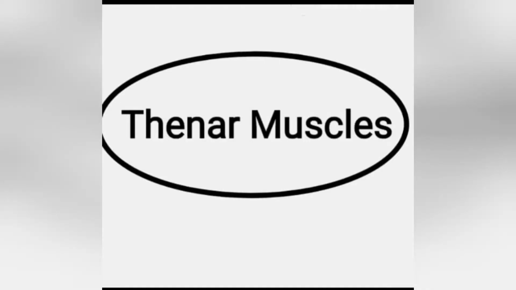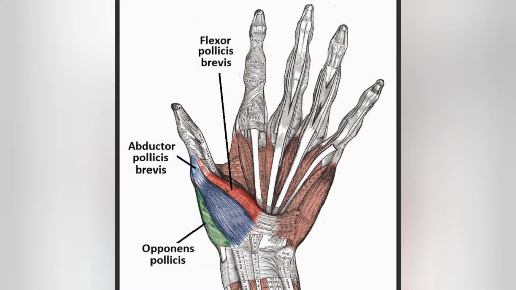Now starting with the thenar muscles. They are located on the radial side of the palm and together form the ball of the thumb, known as the thenar eminence. These muscles are responsible for moving the thumb. Now there are three thenar muscles: opponens pollicis, abductor pollicis brevis and flexor pollicis brevis. So we'll be learning about these muscles in detail.